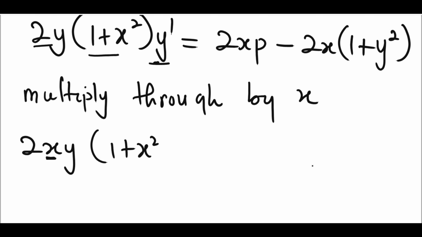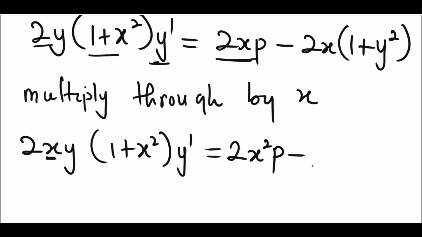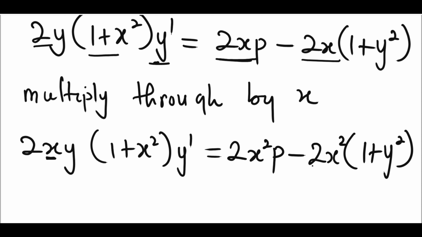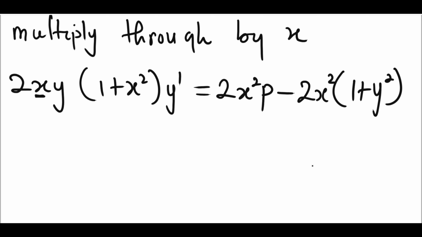So we have this x multiplying this particular term, then you have your dy dx, then the 2xp will also be multiplied by x, so we are going to get 2x squared p. Then the x will also multiply these terms, so we are going to get 2x squared multiply 1 plus y squared in bracket nicely.